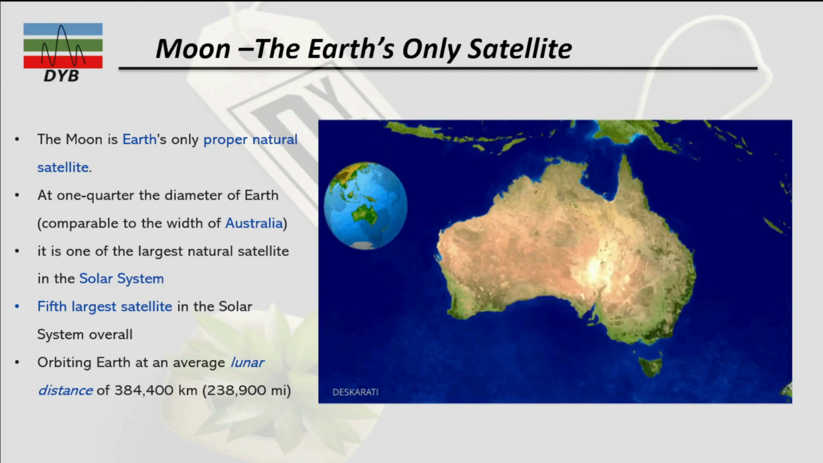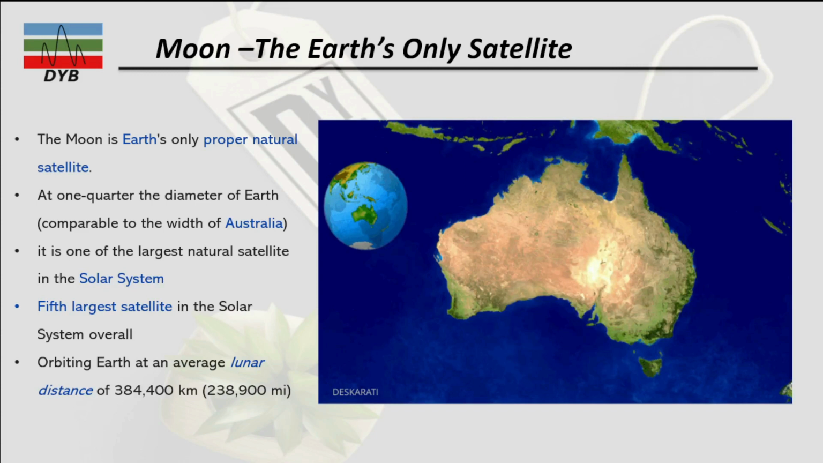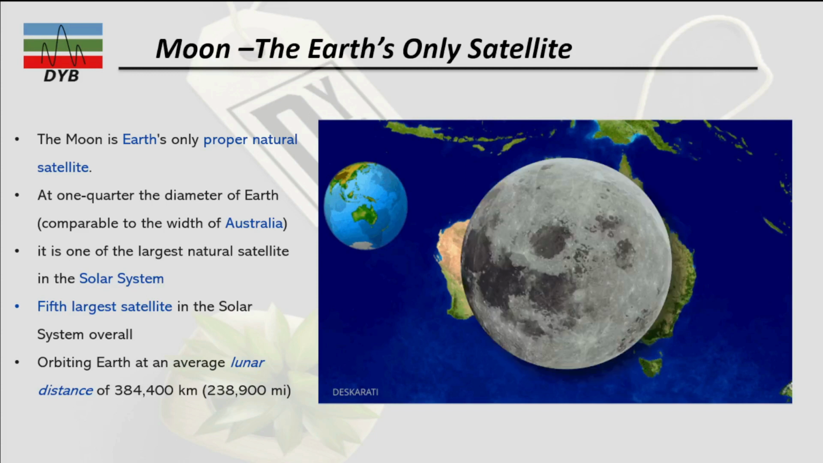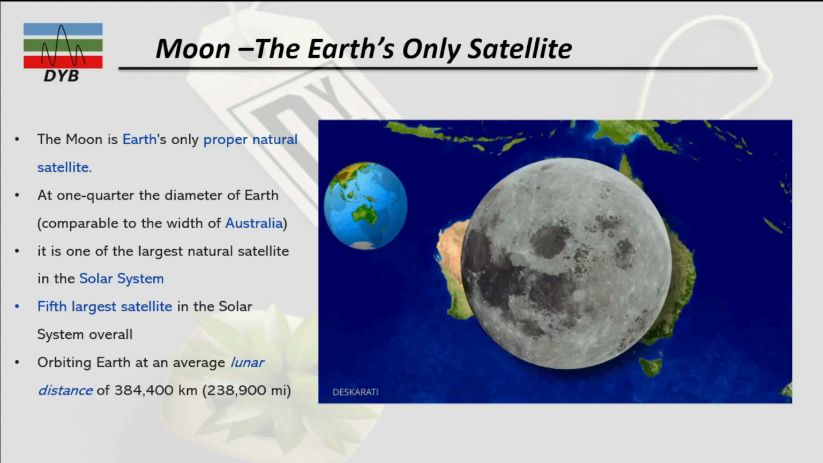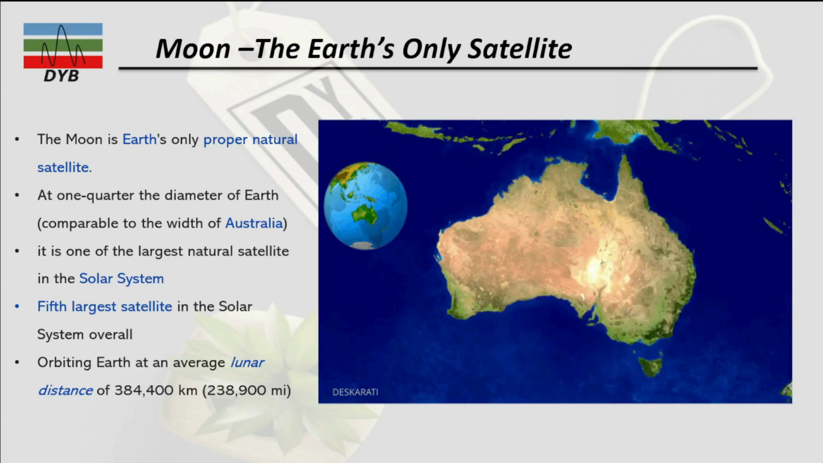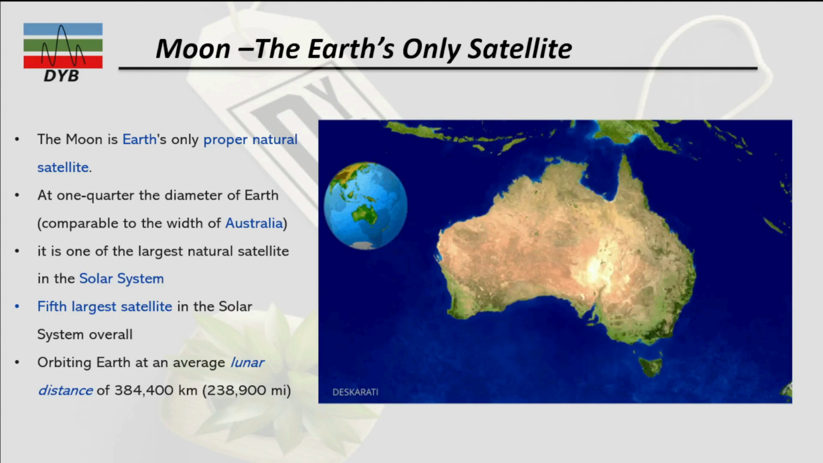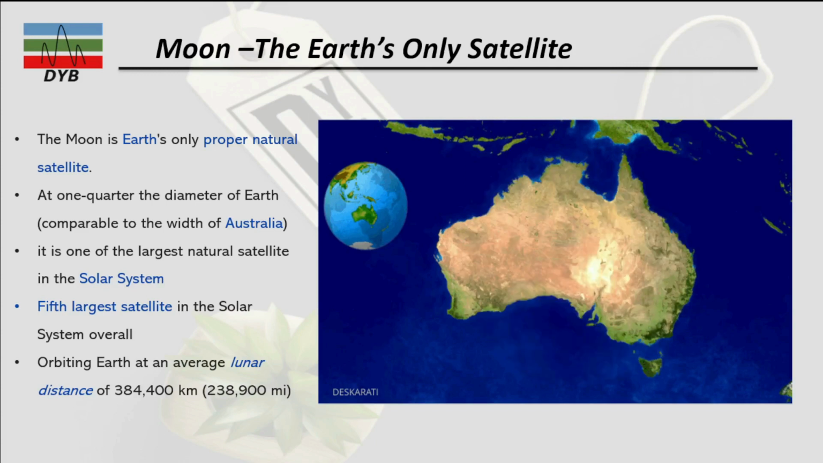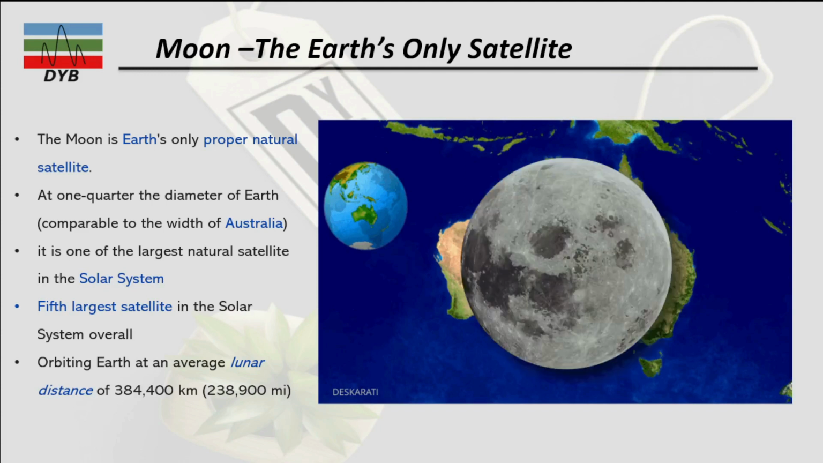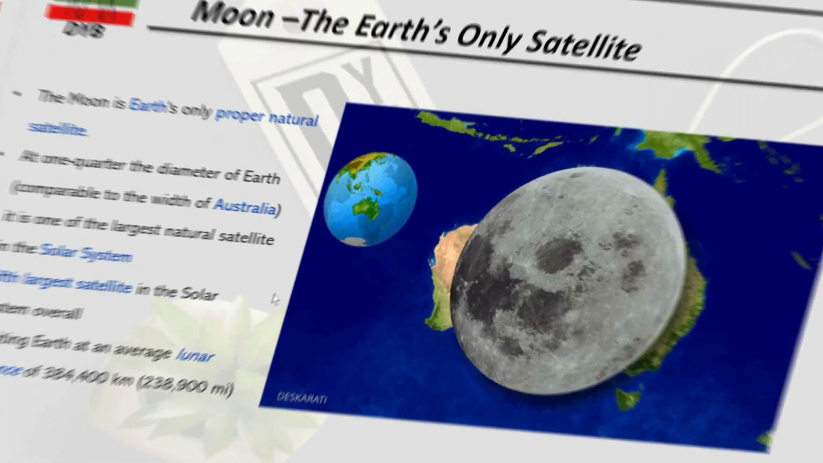If you look at the natural satellites in the solar system, this is the fifth largest satellite overall. Obviously the four largest satellites are from Jupiter. It orbits the Earth at an average lunar distance of 380,400 kilometers.